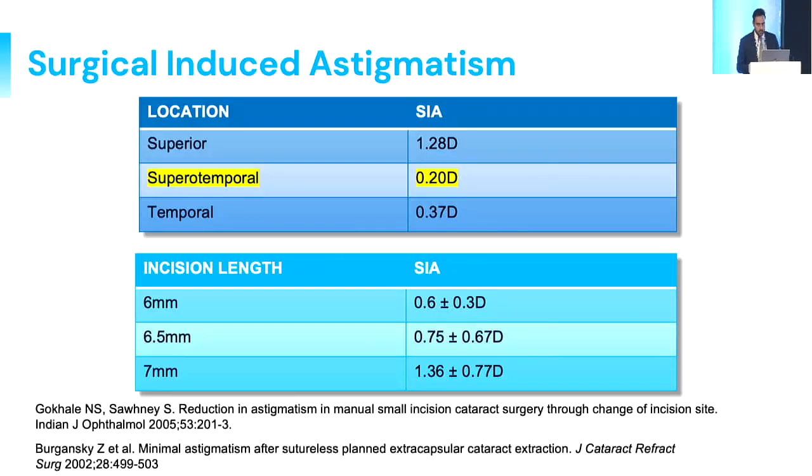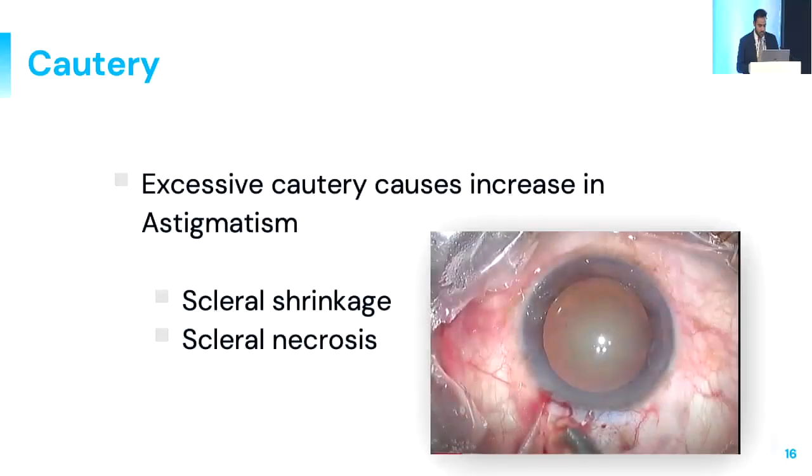And it was seen that superior temporal one was the one which gave the least amount of astigmatism. And superior one is the one which gives the most amount of astigmatism. The incision length is also very important. The larger the incision, as we already talked about, gives a larger amount of surgically induced astigmatism.